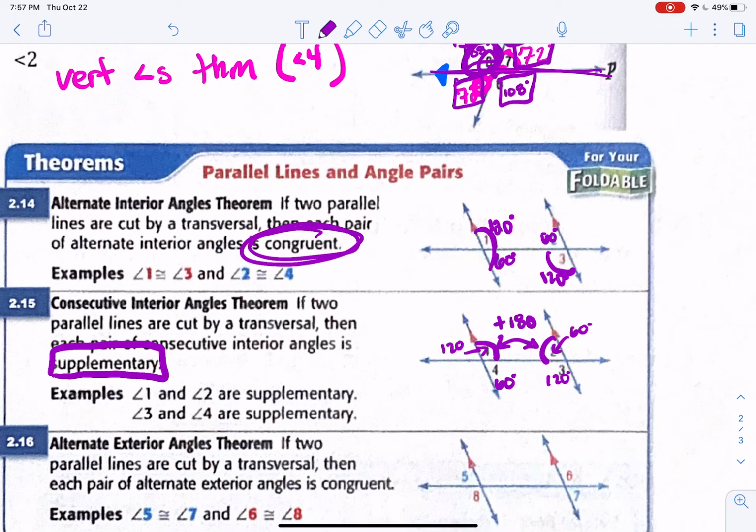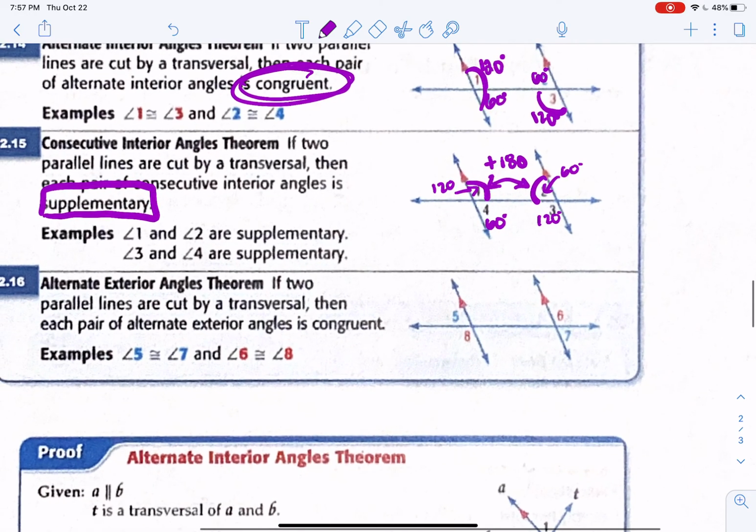Alternate exterior angles would be like angle 5 and angle 7. And let's say angle 5 is, I don't know, 70 degrees. Okay, that means angle 7 is also 70 degrees. Okay. Angle 8 then would be 110 degrees because those add up to be 180.